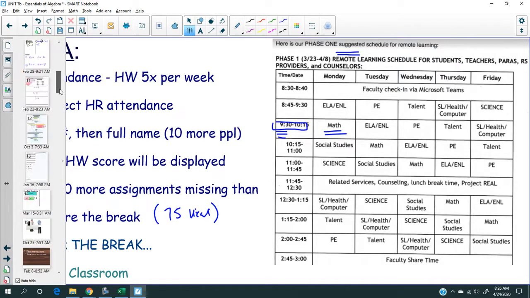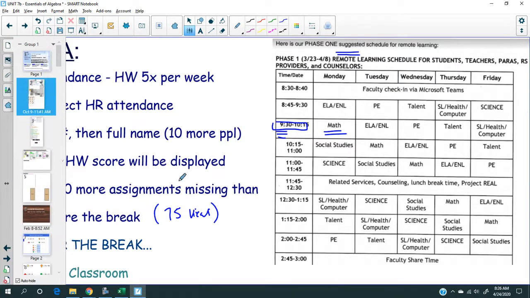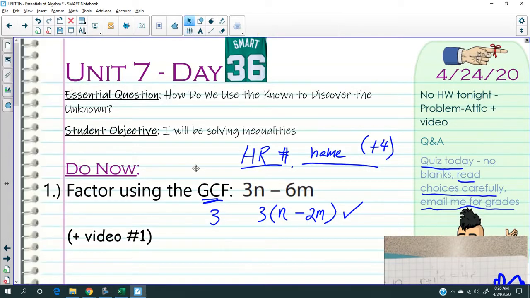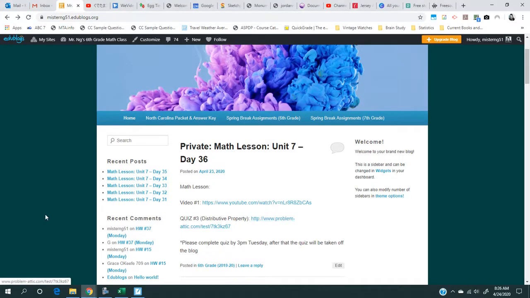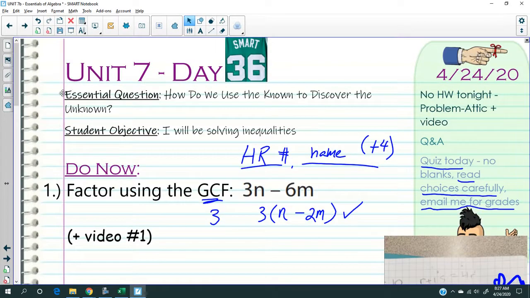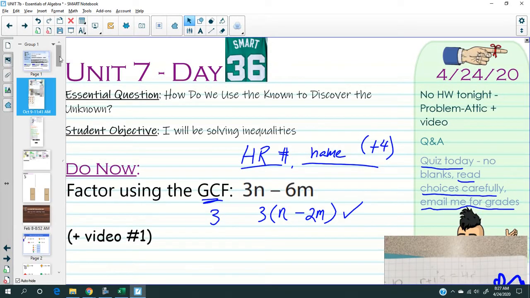Now, before I start the lesson with you guys, I will let you watch video number 1. Go to the blog and watch this video. It's pretty well explained, and it does a very good job talking about what we learned yesterday. So go ahead, watch this video right now, and then we'll come back. Press pause and watch that video. Okay, and we're back.